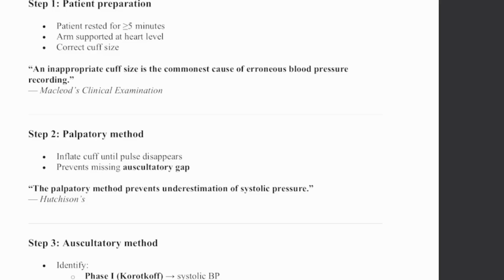So just remember, patient should be resting for more than 5 minutes, arm at heart level and the correct size of the cuff. If the cuff size is small, the BP can be spuriously recorded as elevated. So inappropriate cuff size is the commonest cause of erroneous blood pressure. Remember this. Second is always do the palpatory method.